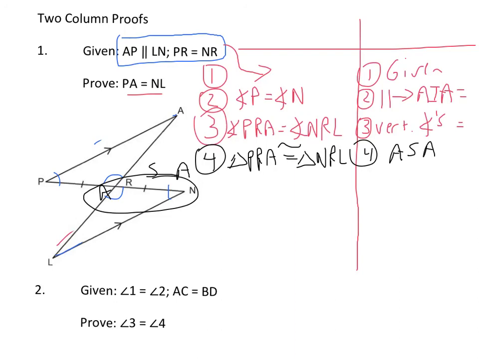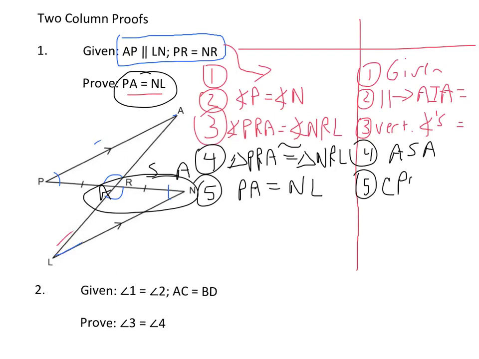Okay, now sometimes they stop at saying proving the triangles are congruent, but here we wanted to show that PA was equal to NL. Well, now once you get the triangles congruent, you always have one more step. You can say that any corresponding parts are equal, and so PA would equal NL, and that's by corresponding parts of congruent triangles are congruent. CPCTC.